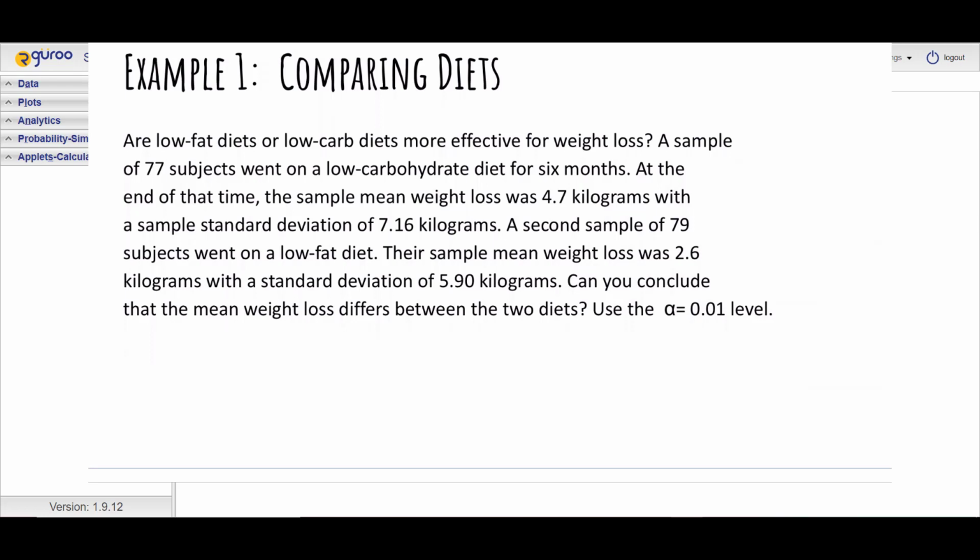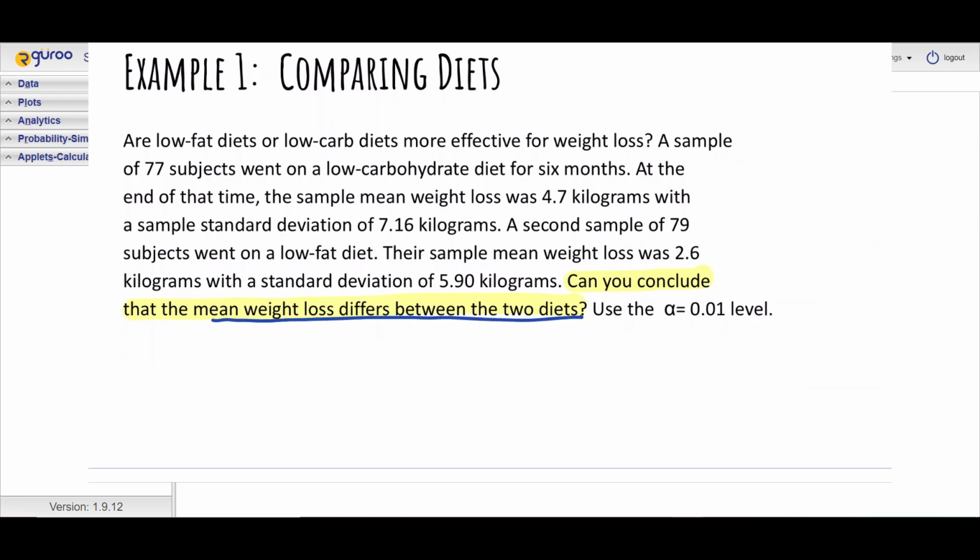Their sample mean weight loss was 2.6 kilograms with a standard deviation of 5.90 kilograms. Can you conclude the mean weight loss differs between the two diets? Use the alpha equals 0.01 level of significance. So here's what we're trying to conclude: that the mean weight loss differs between the two diets.